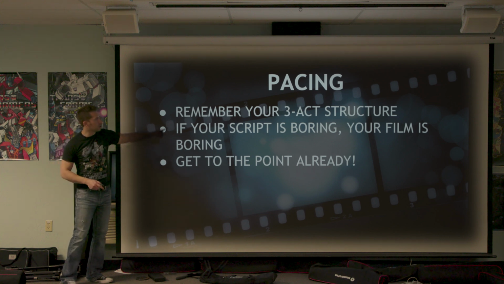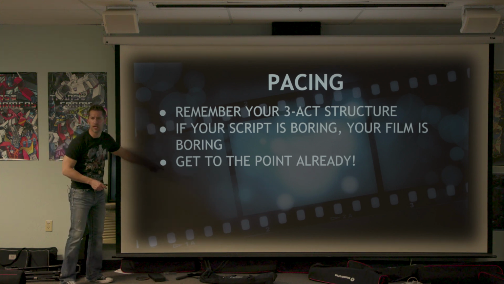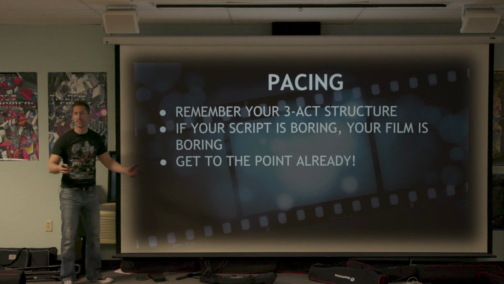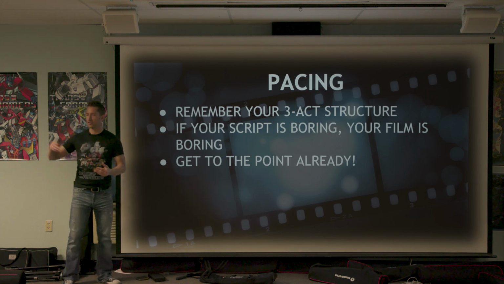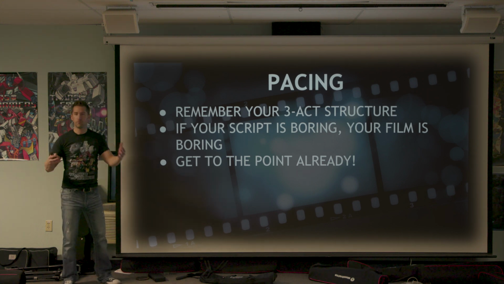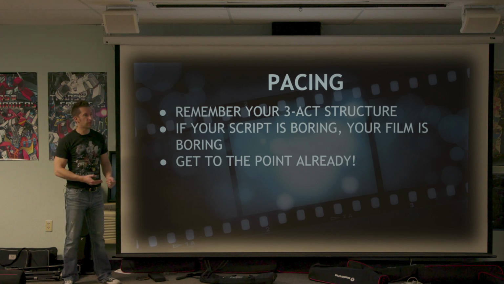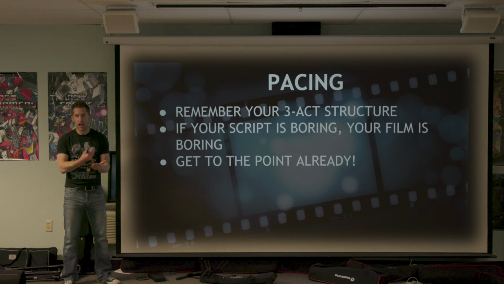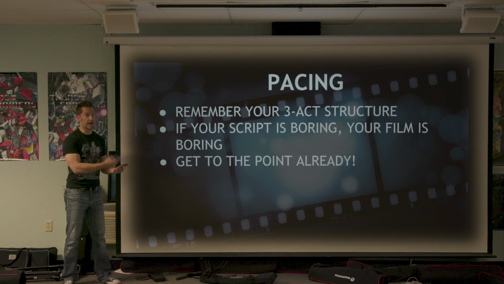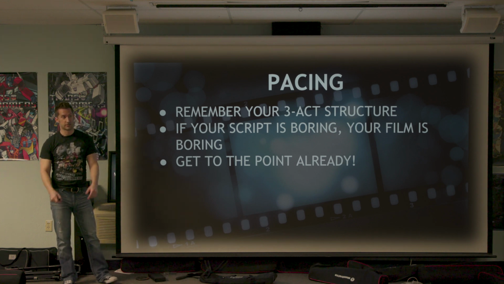Get to the point already. A good way to fix your pacing is just get to the point. Don't hem and haw. If you're writing a scene because you need character A to tell character B something, don't beat around the bush. Don't drag the scene out for 3 pages. Get to the point. Why do we have this scene? Scenes are there for a reason. They're there to expedite the process. Sometimes characters are there for a reason. They're there to expedite the story, make things happen, right?